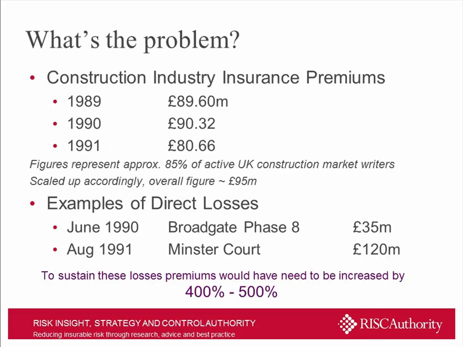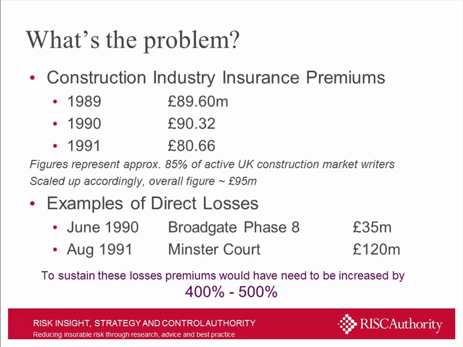So what was the problem? We've got some fairly aged statistics here which describe where the Joint Code of Practice came out of. As you can see there, if we look back to the late 1980s, the early 1990s, construction industry premiums were in the region of 80 to 90 million pounds. Those figures are representative of around 85% of the active UK construction market at the time. So if we were to scale it up, we'd probably be looking at nearer 95 million.